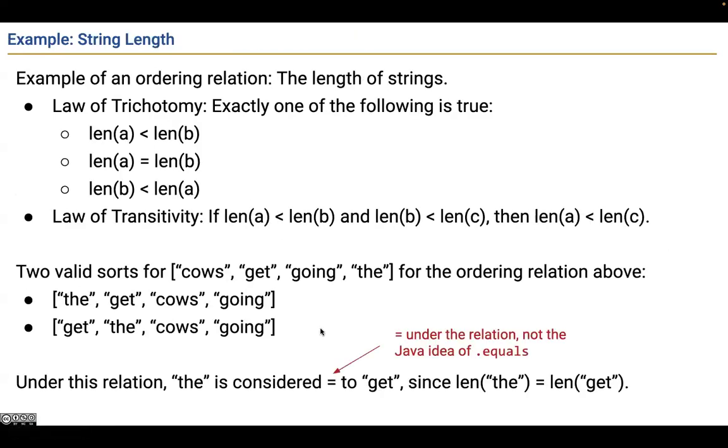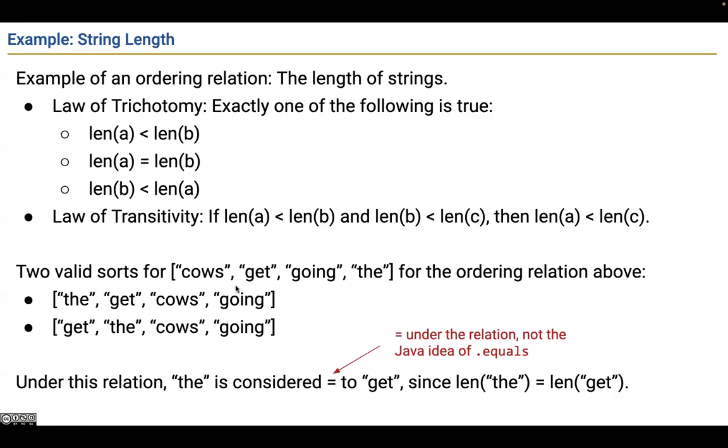OK, here are some examples. And I think, again, some of it's kind of pedantic. But the important thing, I think, on this slide is that sometimes there are different ordering relations you can use to sort something. So suppose I give you this array: cows, get, going, the. Well, you could say, maybe I'll sort this alphabetically. So cows is first, and then get is next, because G comes after C in the alphabet.